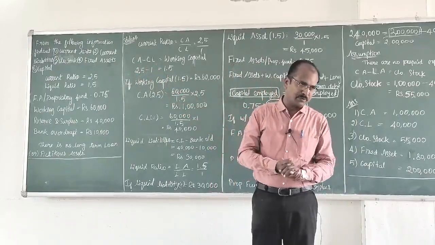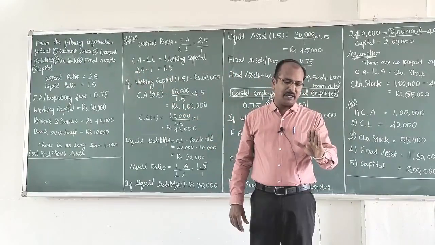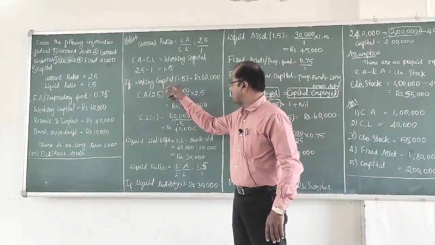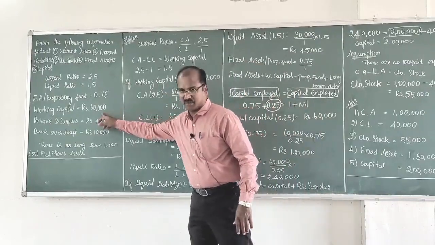Now we go to the calculation. Working capital with a weight of 1.5 is equal to rupees 60,000 given in the problem.